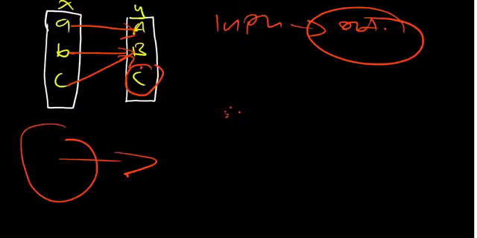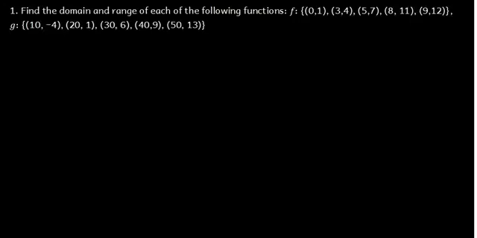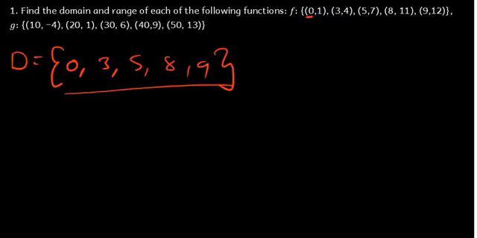Okay, so now let's see how we can solve this. We have this question which says: find the domain and range of each of the following functions. Let's start with the domain. In this case, we know that these are the x values, so we start from the ascending order. We start from 0. From 0 we have 3, then 5, then 8, then 9. So this is our domain.